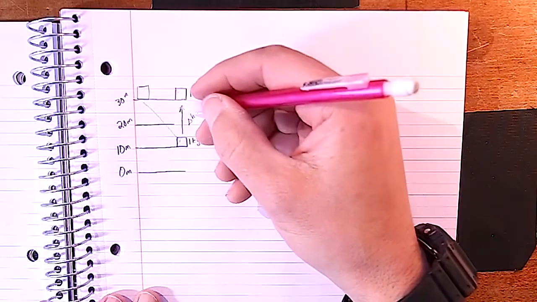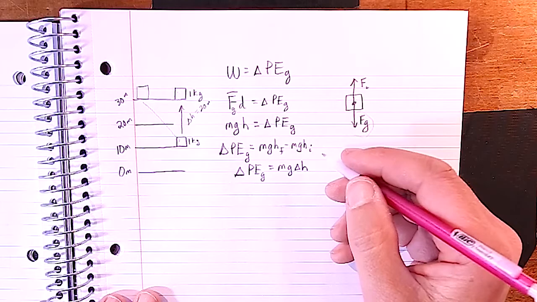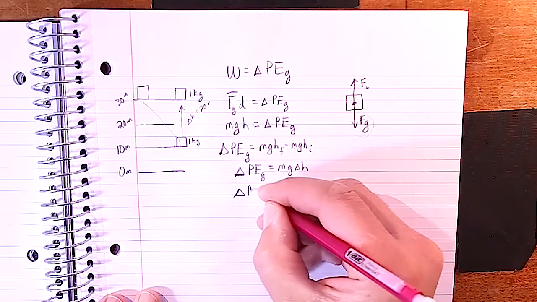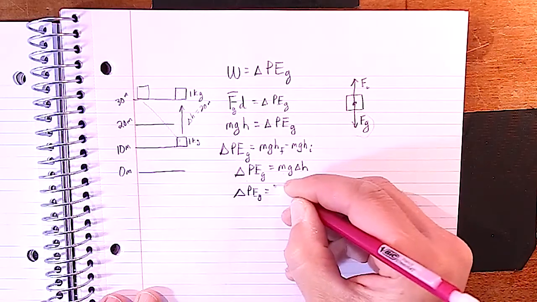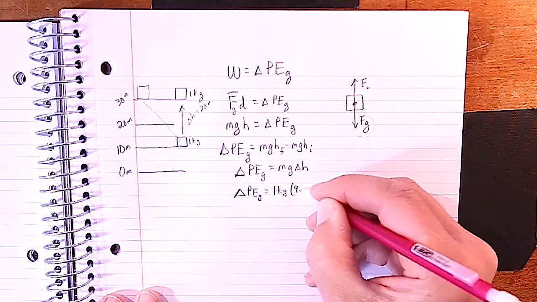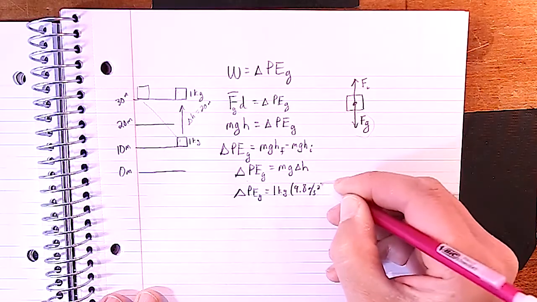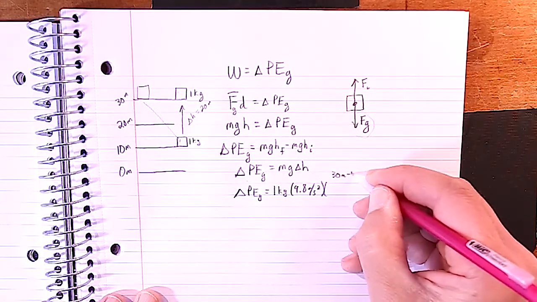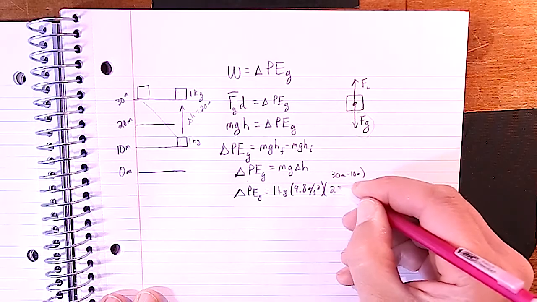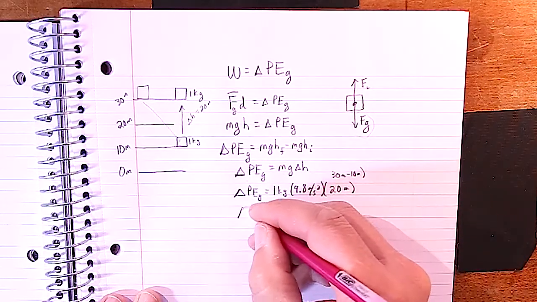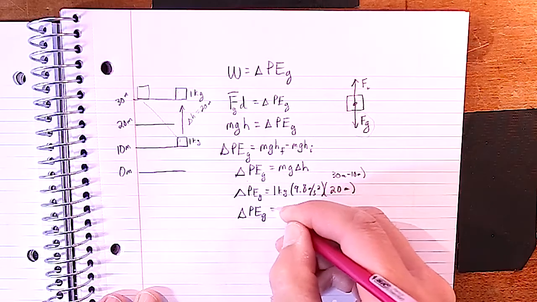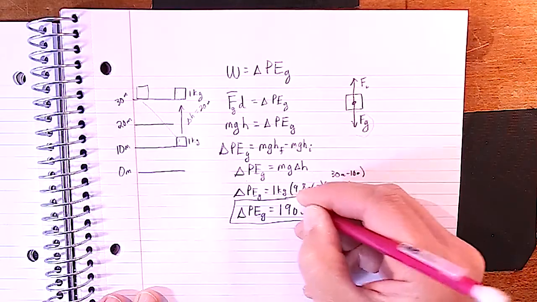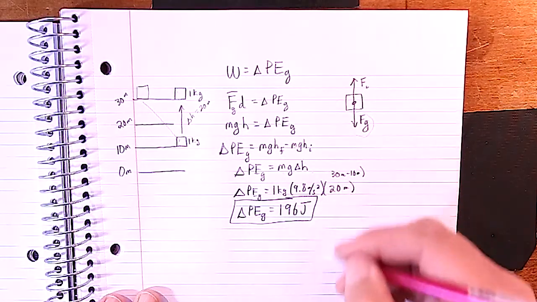So let's go ahead and put some numbers in and solve for this. We say change in potential energy is mg delta h. So that's going to be 1 kilogram times 9.8 meters per second squared times the height change, which is going to be 30 minus 10. So that's our 20 meters. So our change in potential energy is going to be 196 joules. What is that? That's the work done.